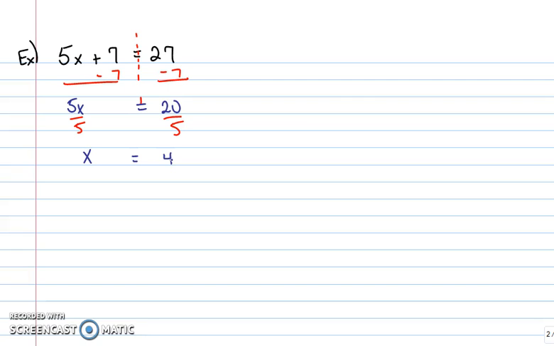Now, you can always check these by plugging x back in and making sure the equation is true. So we can always do a check. If I plug in 4 for x, I have 5 times 4 plus 7. And the question is, does that equal 27? If it does, it checks out. So 5 times 4, of course, is 20, plus 7, and it does equal 27. So you can always do a quick check on your equations.